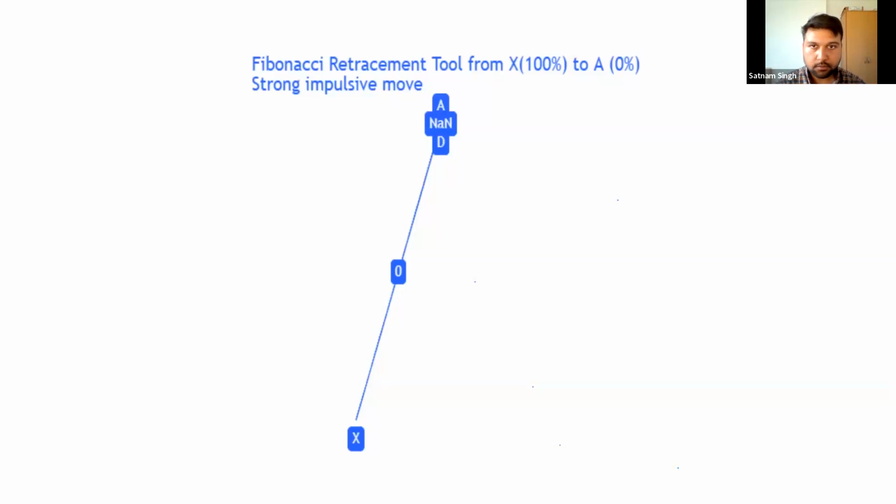Okay, so when we start off looking for our patterns, we always want to look for a strong impulsive move to start the pattern. So from X, which is the beginning of the pattern, to A. So from low to high. Ideally, that strong impulsive move at the start presents a more ideal pattern to play out from. So we start from X to A. The Fibonacci retracement tool is 100% to 0%.